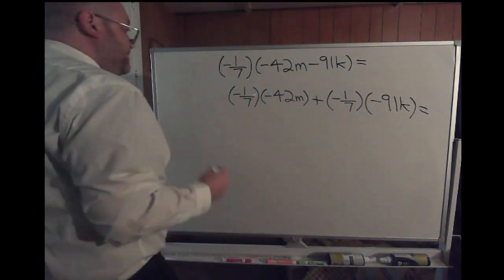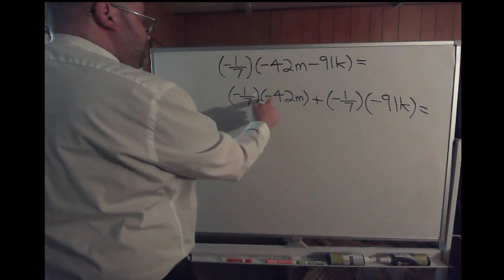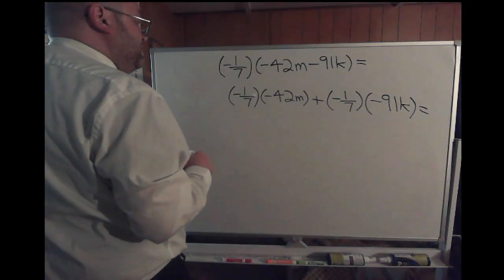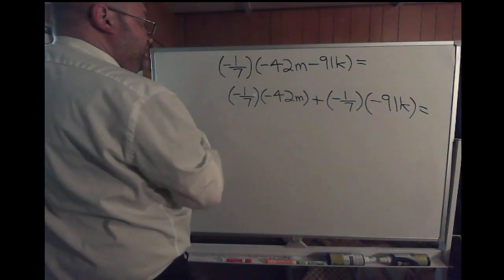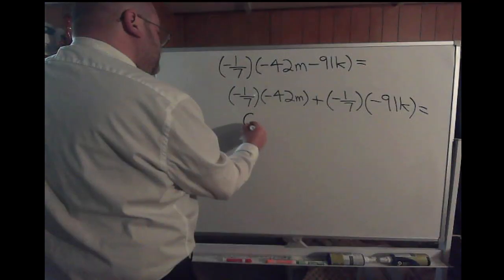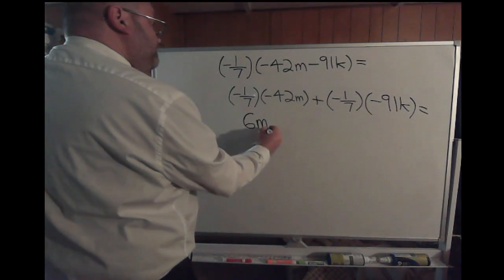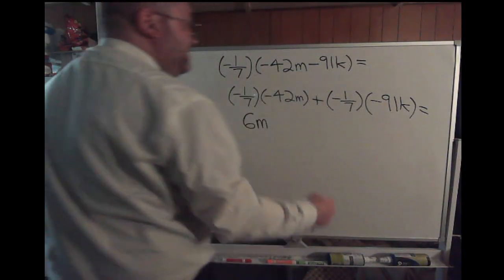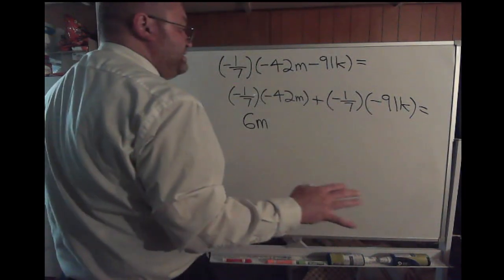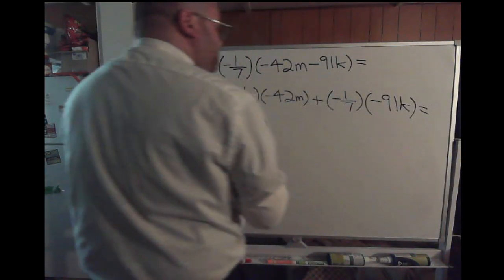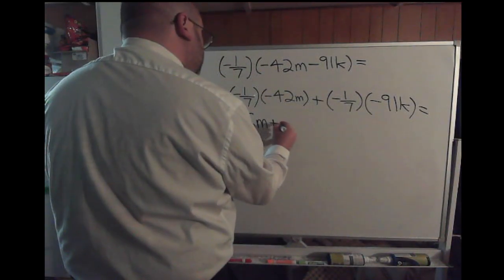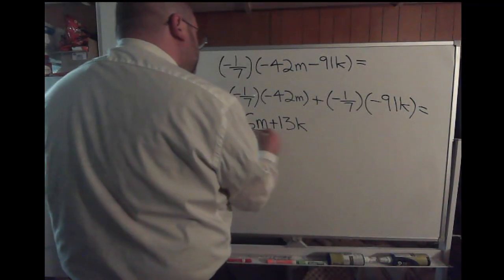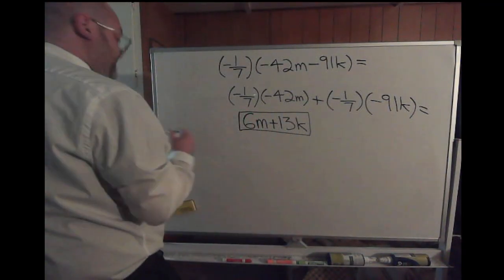Okay, so if we take negative 1/7 times negative 42, well, the negatives will cancel out. It'll become positive. So you just have 1/7 of 42, that'd be 6. You'd end up having 6m. Then you have negative 1/7 times negative 91. Again, the negative times negative will make it positive. Now you just take 1/7 of 91, that'd be 13. So you'd have 6m plus 13k. That's the answer you get, would be 6m plus 13k.